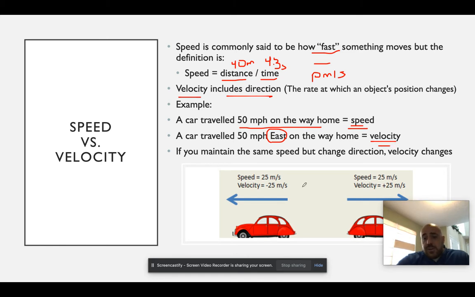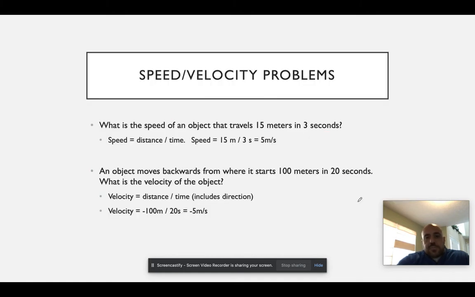Look at the picture down here. Both of these cars are going 25 meters per second. However, this car has a velocity of negative 25 because it's going to the left, and this car has a velocity of positive 25 because it's going further right. So again, speed and velocity are basically the same, how fast something's going, distance divided by time, except velocity includes direction.